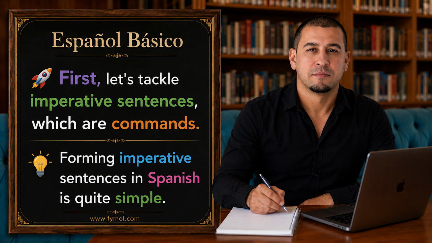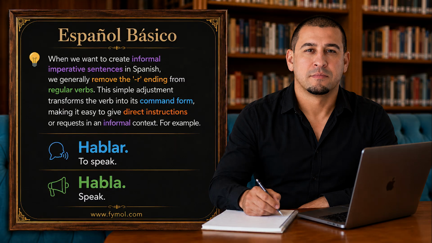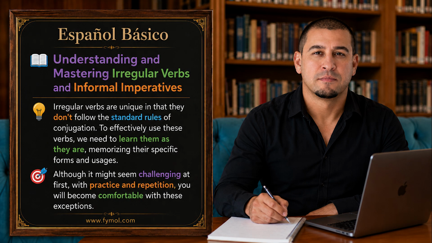First, let's tackle imperative sentences, which are commands. Forming imperative sentences in Spanish is quite simple. When we want to create informal imperative sentences in Spanish, we generally remove the "ar" ending from regular verbs. This simple adjustment transforms the verb into its command form, making it easy to give direct instructions or requests in an informal context. Hablar, to speak, habla, speak.